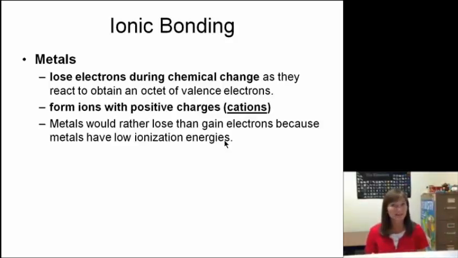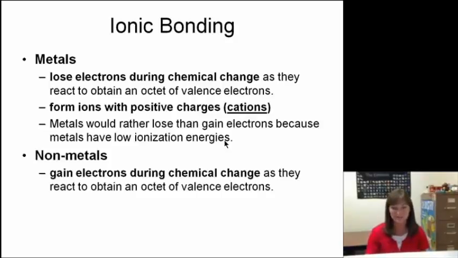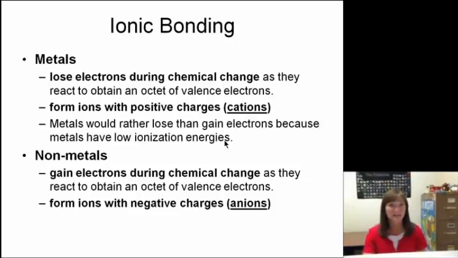Metals have a low ionization energy, so it doesn't take much energy to take an electron away from the metals. That's why they tend to lose electrons and become positively charged. Nonmetals, on the other hand, are going to gain electrons during a chemical change as they react to get their octet. Nonmetals form ions with a negative charge, which I want you to have memorized.